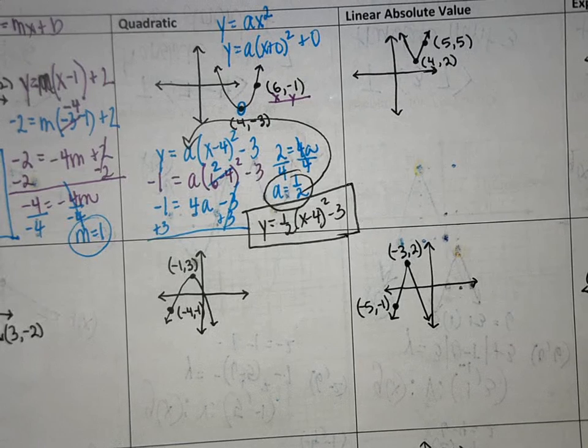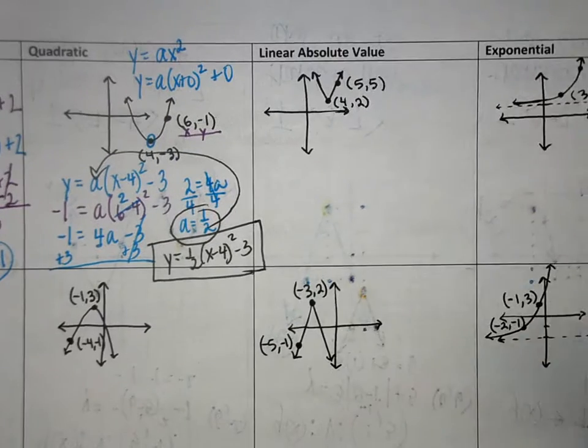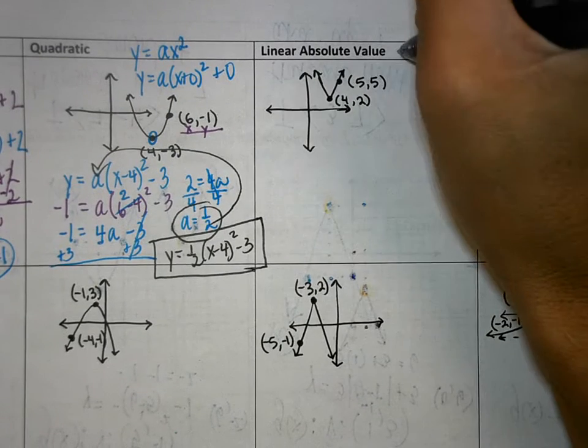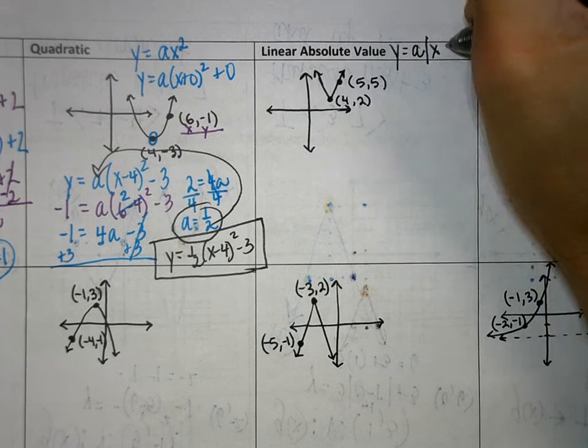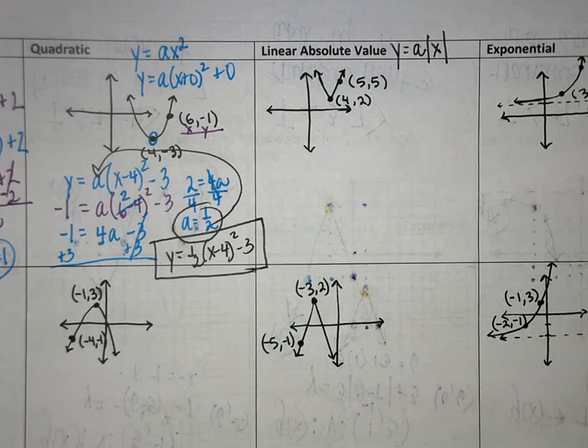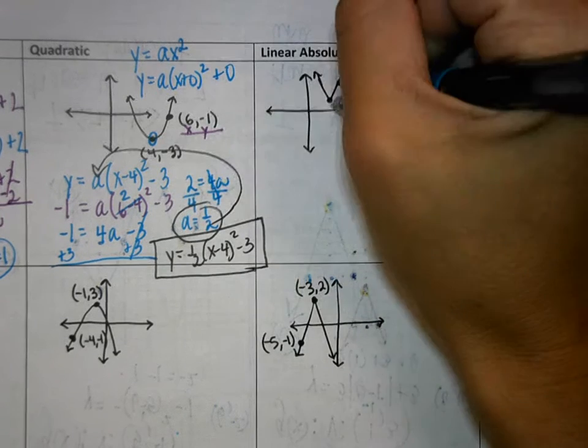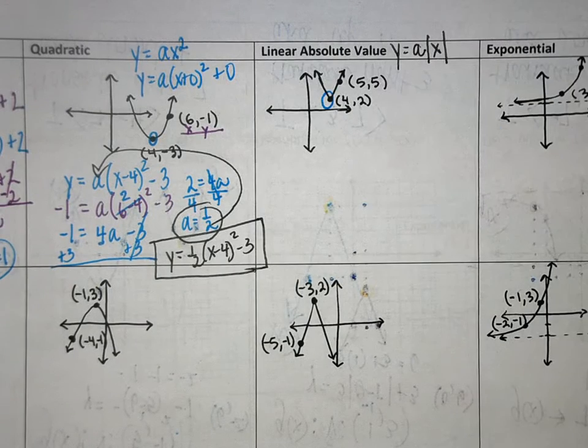Okay, let's try the absolute value one. So remember, absolute value equations are y equals a absolute value of x. Do we have a vertex on this? Yes. Okay, and the vertex is right here at 4, 2.